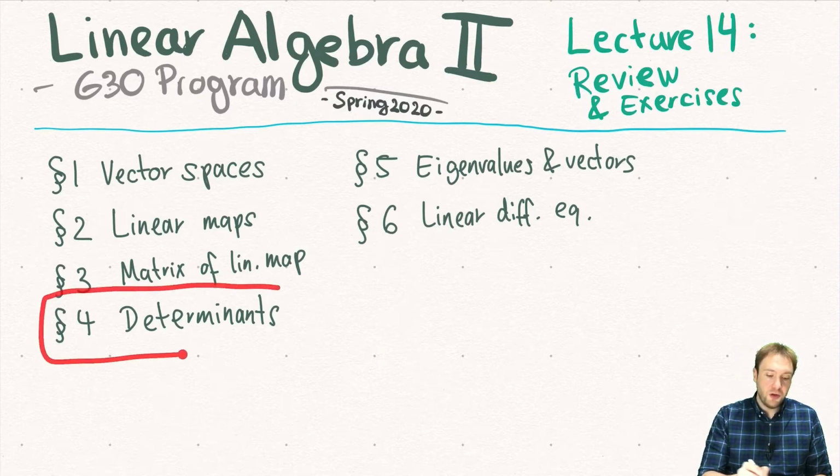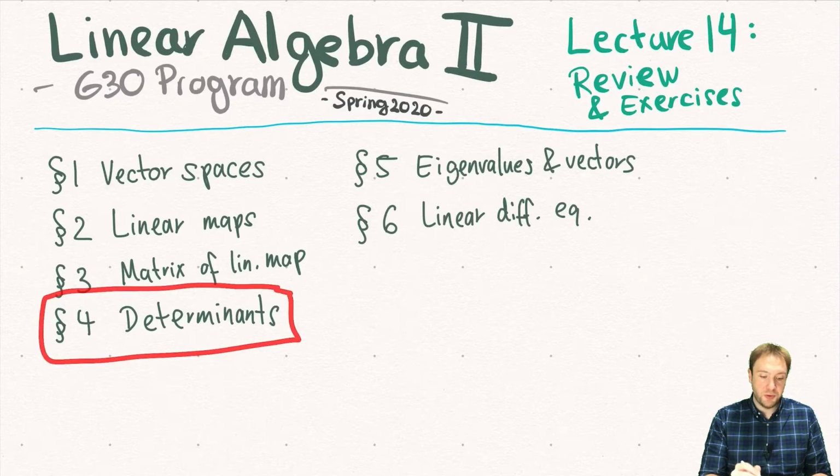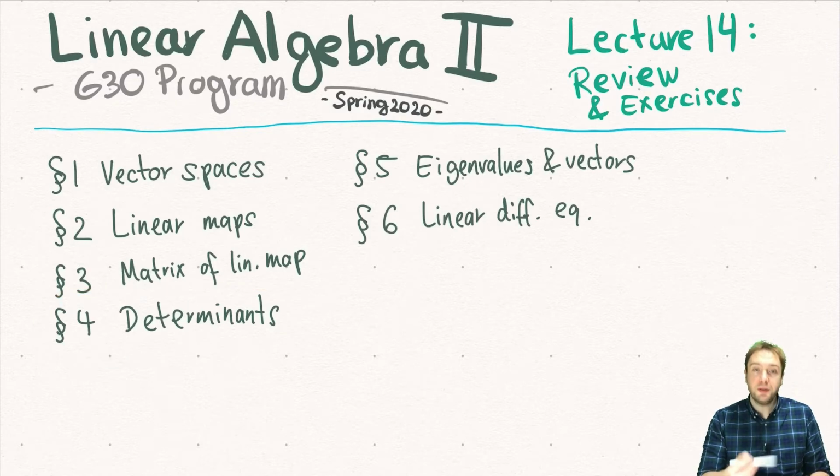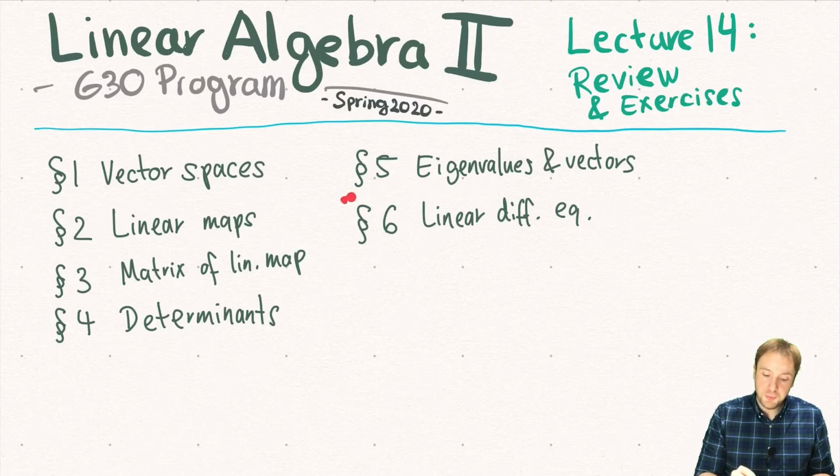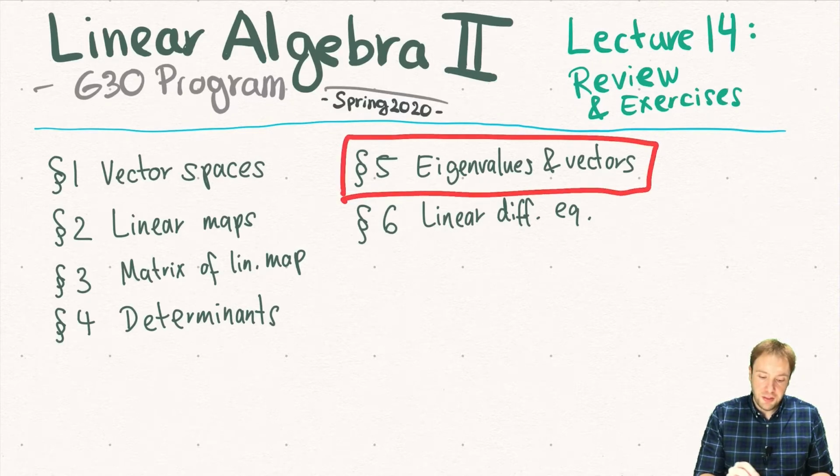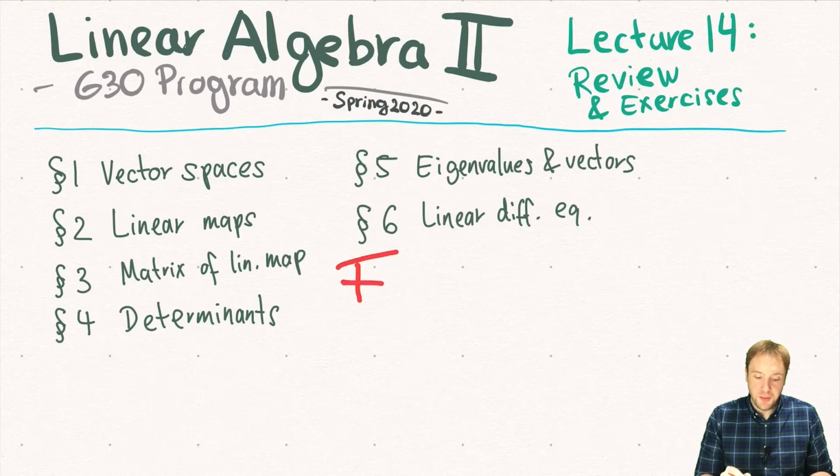And then we talked about determinants. The determinant was a number which you could assign to a linear map or to a matrix. And one important property was that if the determinant of a linear map or a matrix is non-zero, then this linear map or this matrix is invertible. And after this we talked about eigenvalues and eigenvectors. If we had a linear map f, then v was called an eigenvector if f of v is just lambda times this v, and if this v is non-zero.